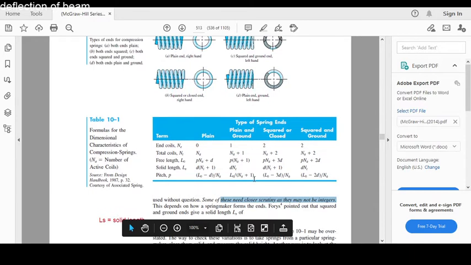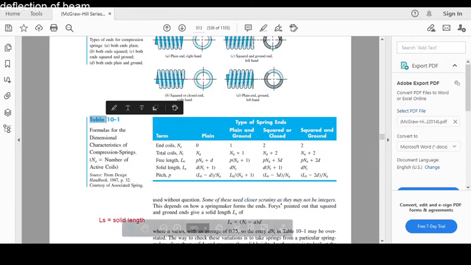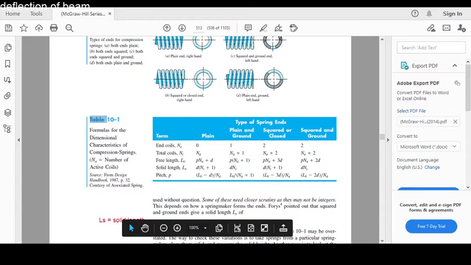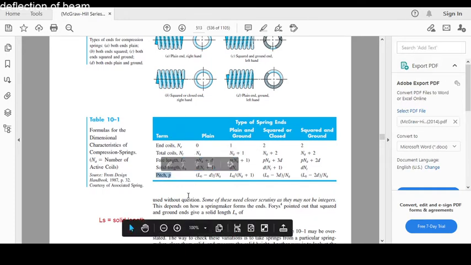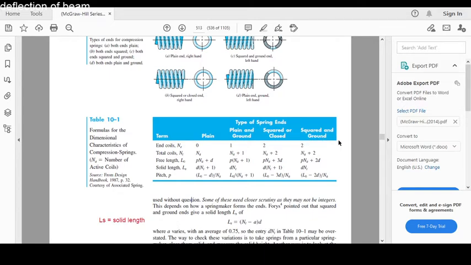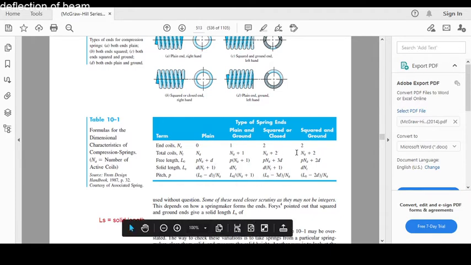So this is Table 10.1, formulas for dimensional characteristics of compression springs. They have the terms: Ne is the end coils, total coils, free length L0, Ls is the solid length, and pitch is p. Plane ends have zero, and plane and ground ends are represented by numbers 2, 3 and 4.